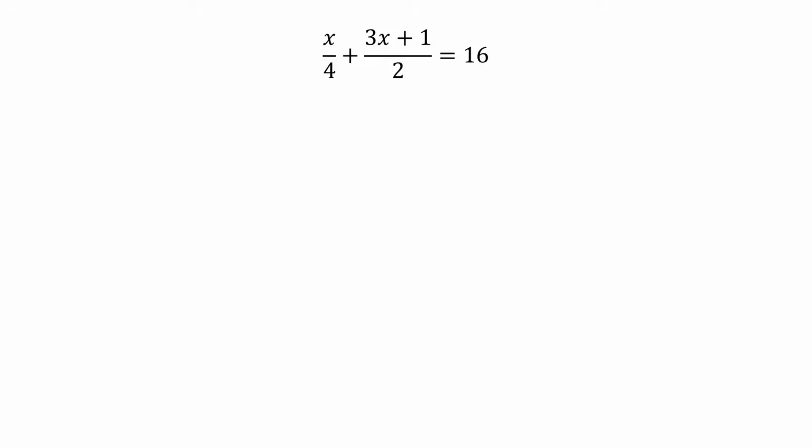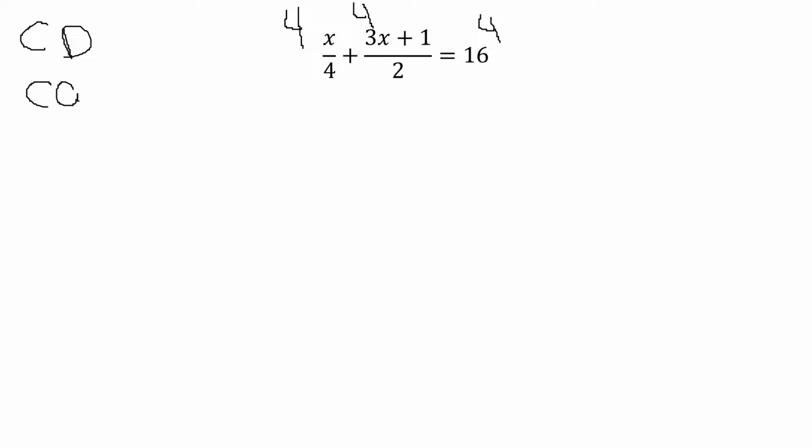This is the kind we just did last week, where our first step is to find a common denominator. So what can 4 and 2 become? They can both become 4. So I'm going to write it on top. Step 1 is to find a common denominator.